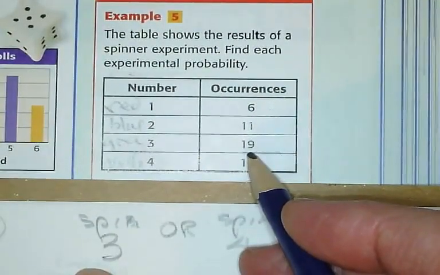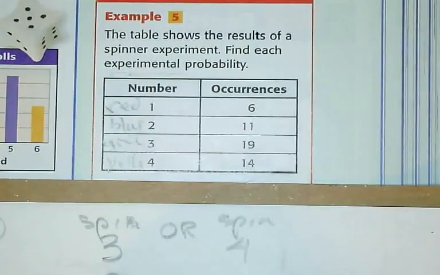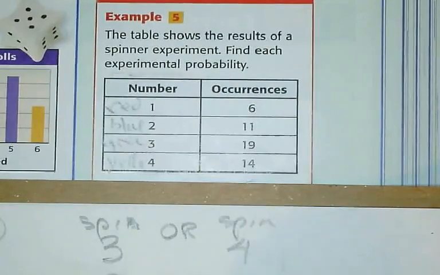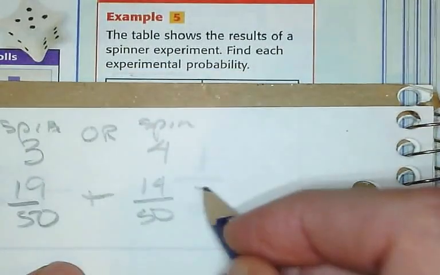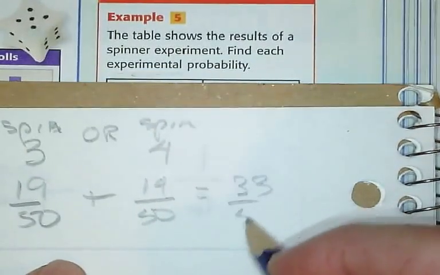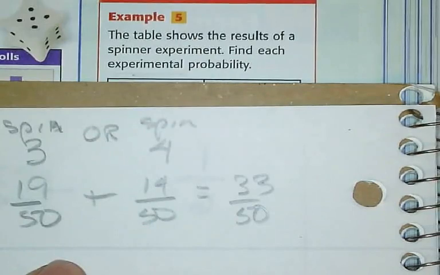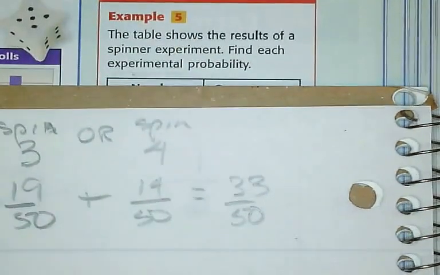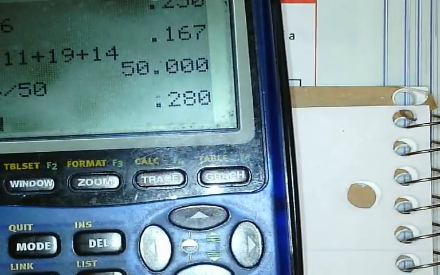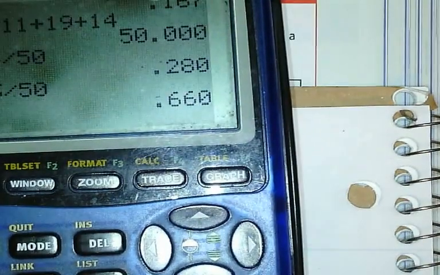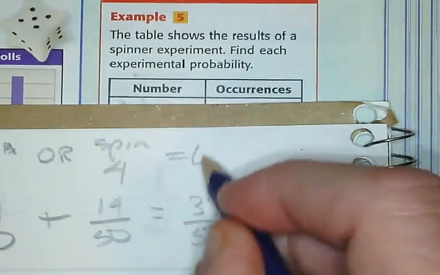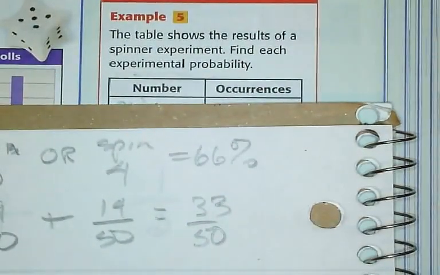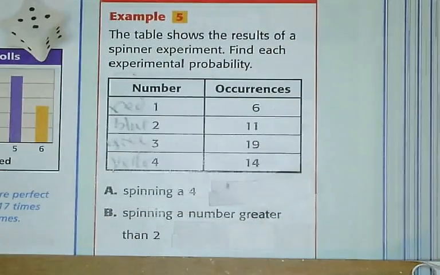Let's look. 3 is 19 out of 50. And 4 was 14 out of 50. So when we add those two things together, we get 33 out of 50. Right? So what's the probability? That would be 33 divided by 50, 66%. Right?